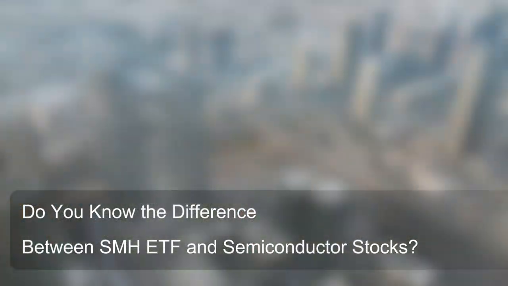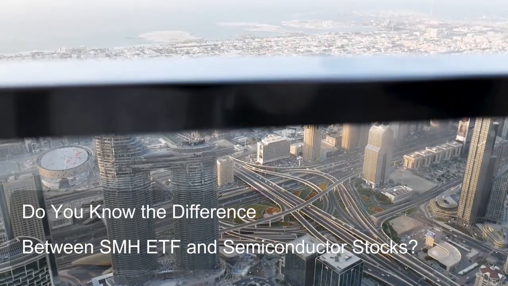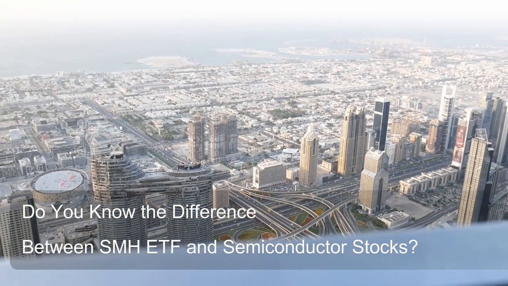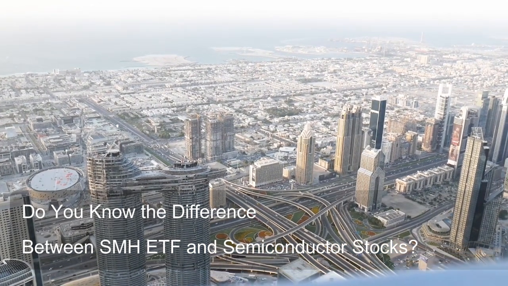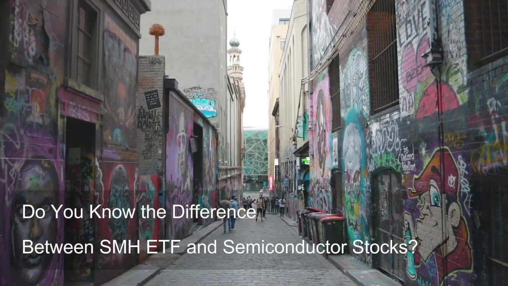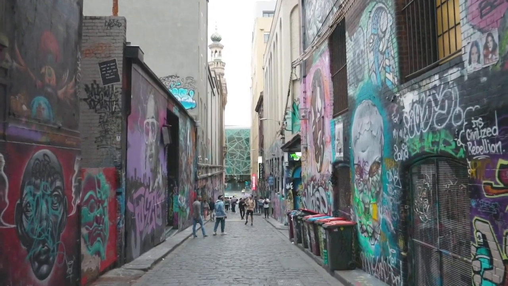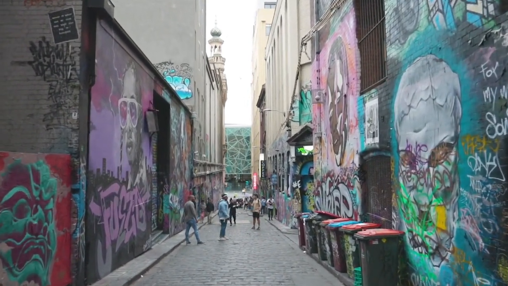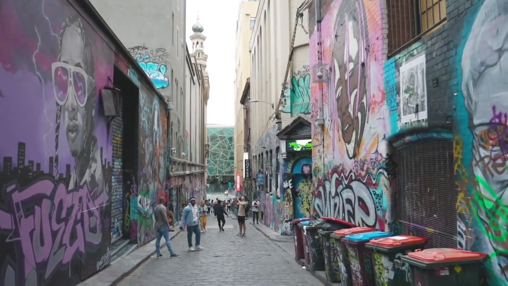Geopolitical risks. Supply chain dependence. The semiconductor industry is geographically concentrated, with a significant portion of manufacturing located in certain regions. Trade wars, geopolitical tensions, or disruptions in these regions can disrupt supply chains, causing shortages and price increases for semiconductors. This can negatively impact companies within the SMH portfolio and lead to ETF price declines.